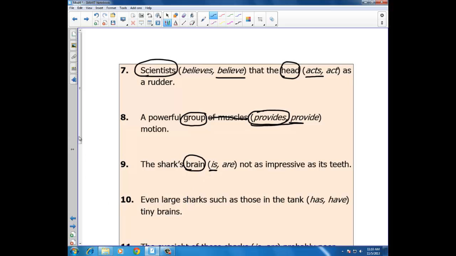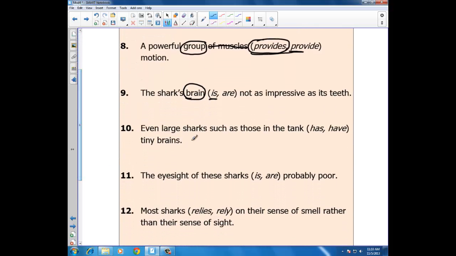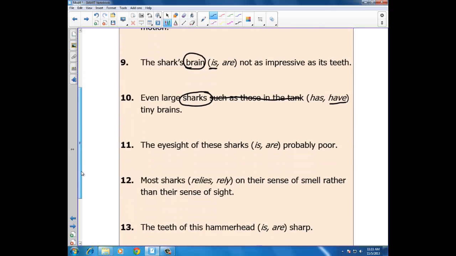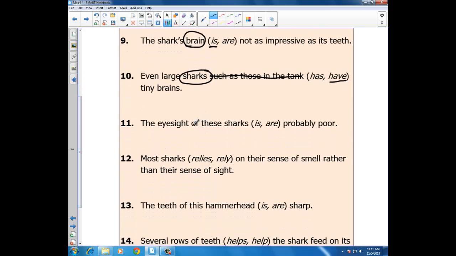Even large sharks such as those in the tank have or has tiny brains. Sharks is the subject, have is the verb. The eyesight of these sharks is or are probably poor. We're going to take out the prepositional phrase of these sharks. We're going to circle the subject, eyesight, and we're going to circle the verb is. Most sharks rely on their sense of smell rather than their sense of light. Sharks rely.